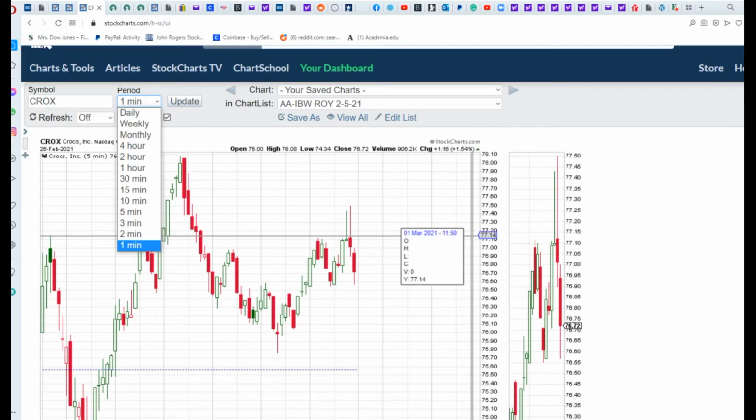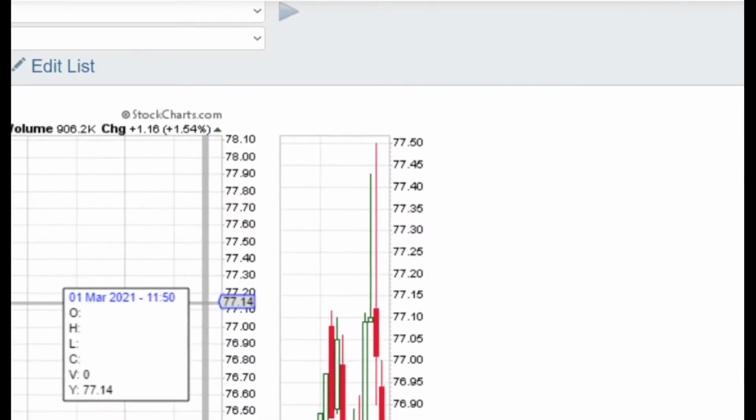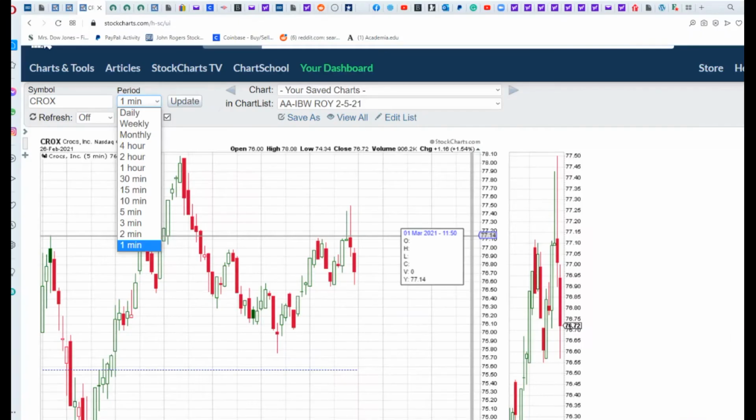Now here is what happens when you set up your chart, and this is what we want to show you. When you set up, we use a stock chart. There are different setups, but you can set it by the minute.